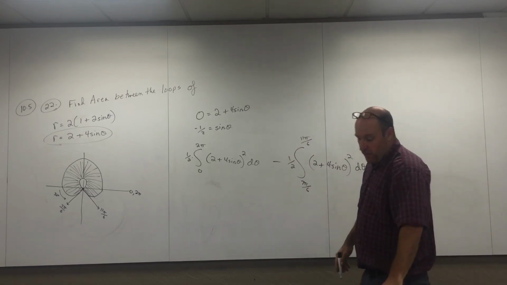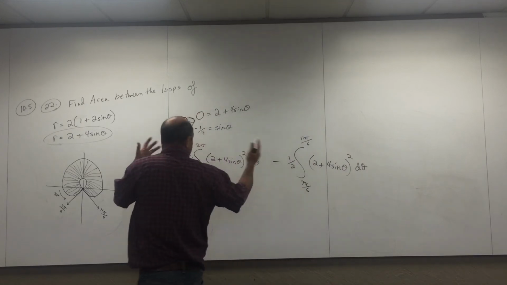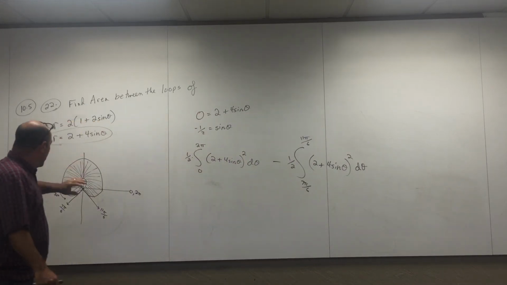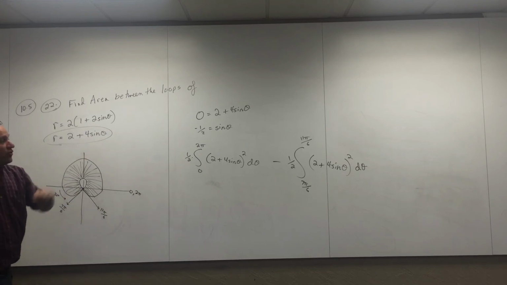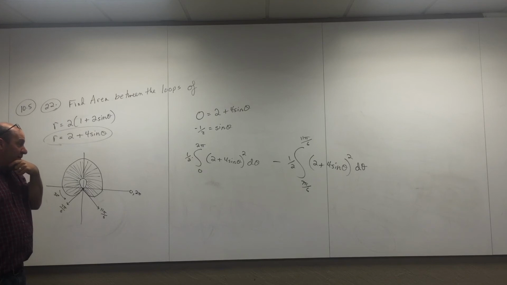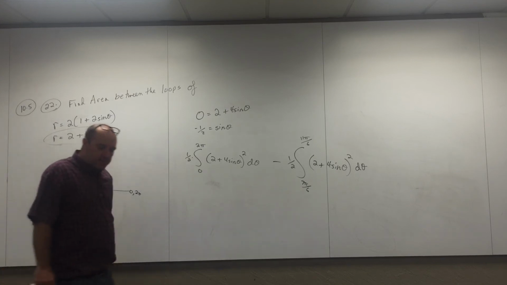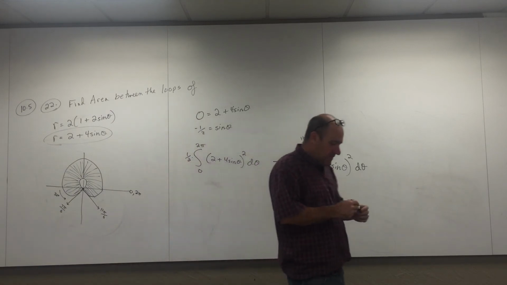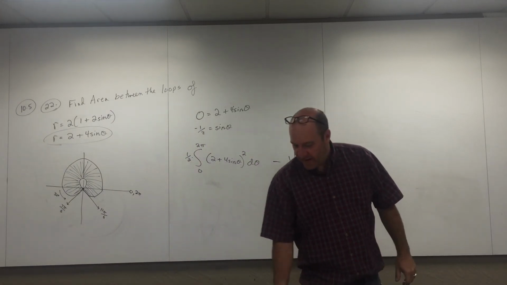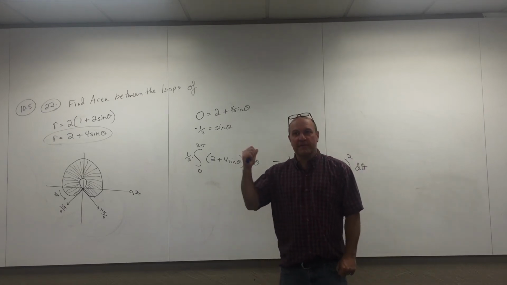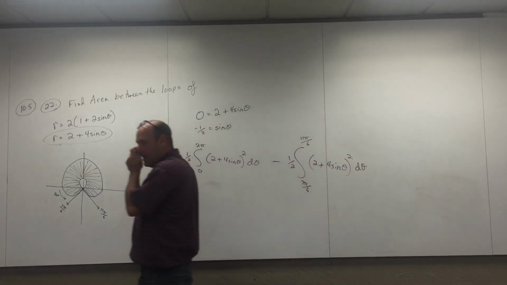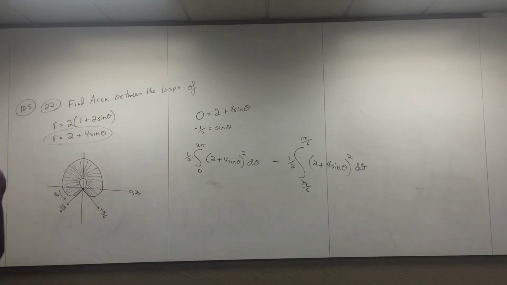Again, I really don't want to do this one. Maybe I wanted to set it up, and maybe we're happy with this setup. Do the whole thing, and then subtract out the inner loop. And that'll be the area between the loops. All right, there's a problem with this. And it's interesting. That's why I wanted to do this one.